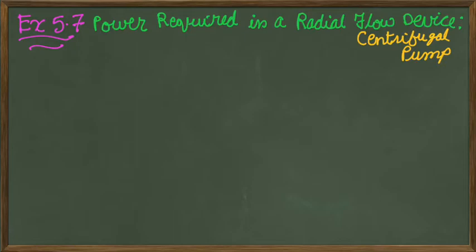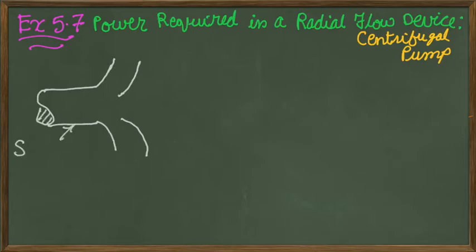So the centrifugal pump consists of certain stationary elements and certain rotating elements, and in this problem we'll apply the angular momentum analysis first to calculate the torque that is given to this radial flow device, and finally we'll multiply the torque with the angular velocity to obtain the power that is required to drive the centrifugal pump.